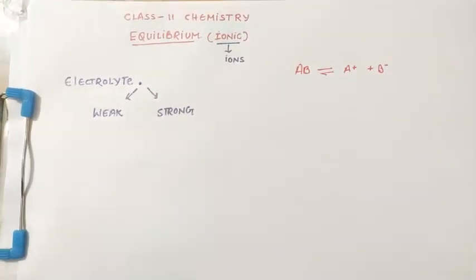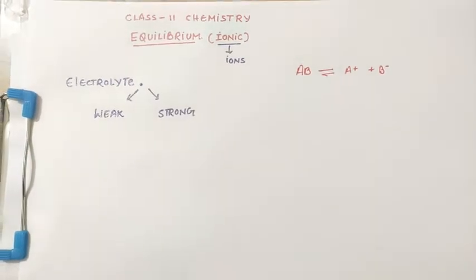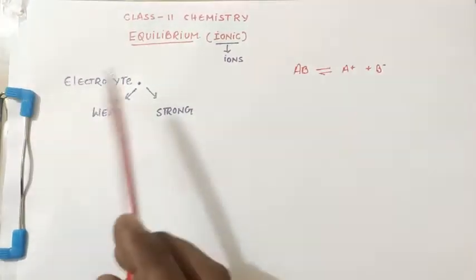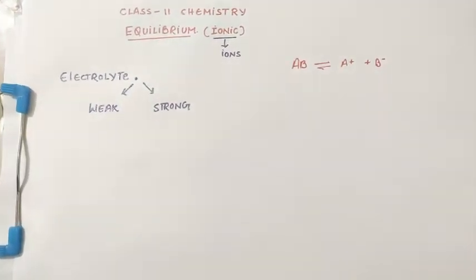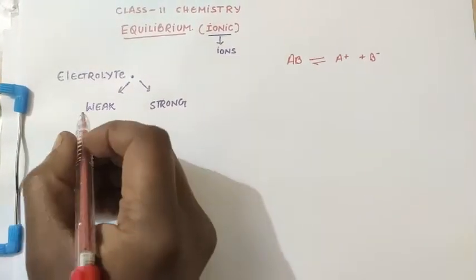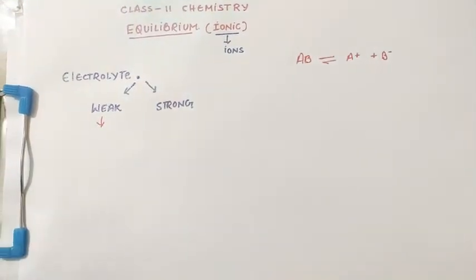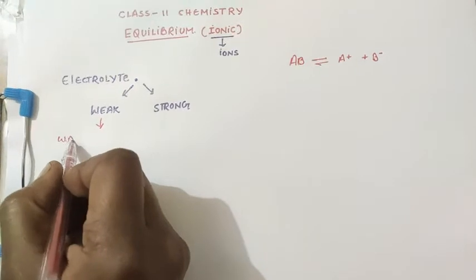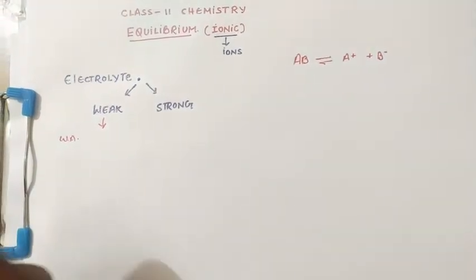Today is very basic, what you have to study in ionic equilibrium. First of all, we have to understand what an electrolyte is. Electrolytes are of two types: weak electrolyte and strong electrolyte. What is a weak electrolyte, students? Suppose we have any weak acid. All weak acids are weak electrolytes.